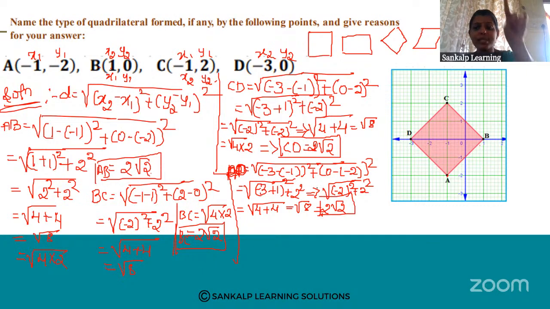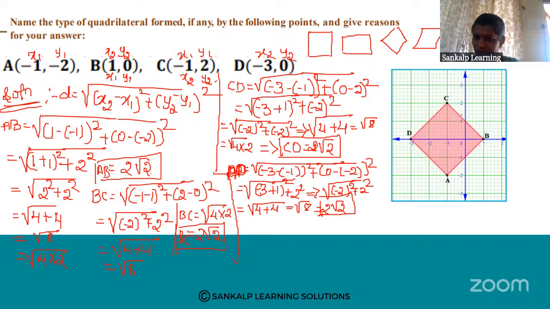That means all sides are equal. So in the quadrilateral, all sides are equal. That means this is a, actually it is a square. But for that, we need to check the diagonals also. Okay. So if we need to say it is a quadrilateral, yes, four sides are equal, but we need to check the diagonals also. So check the diagonals.